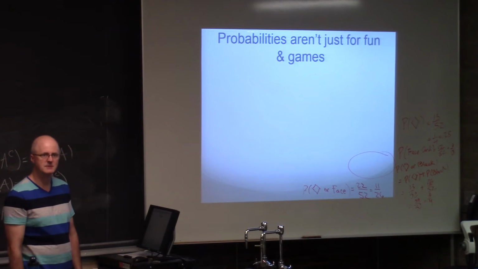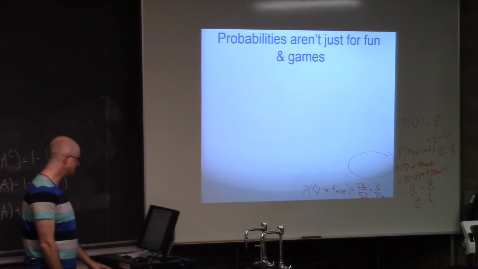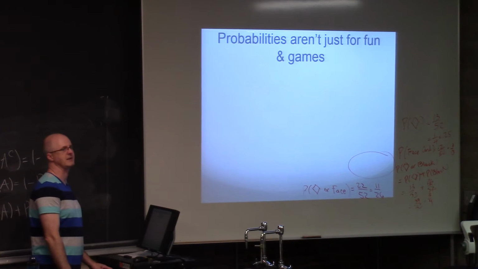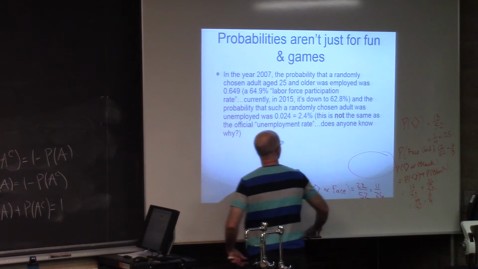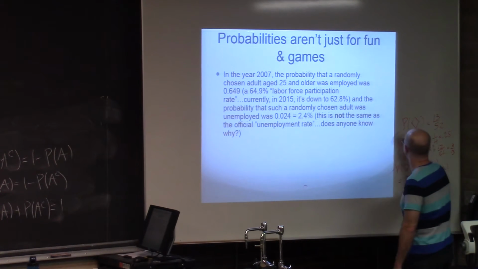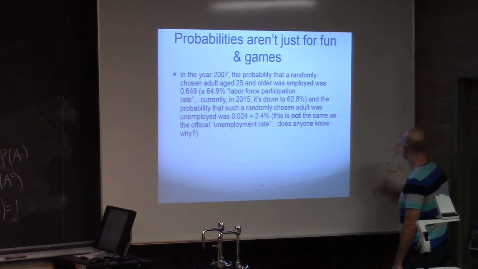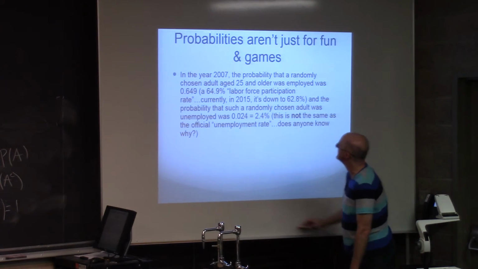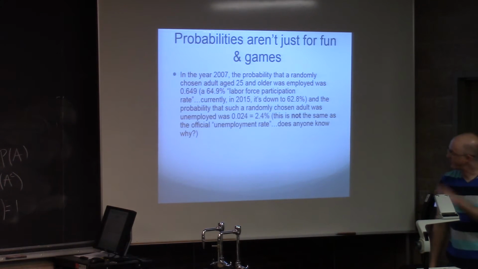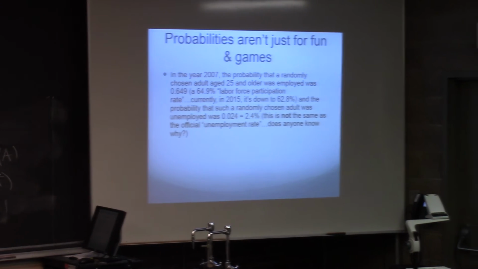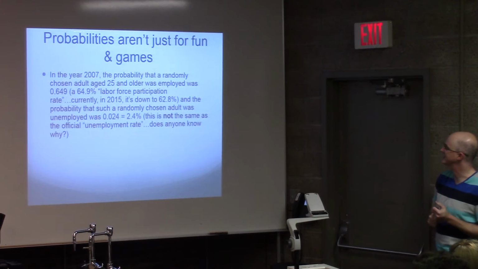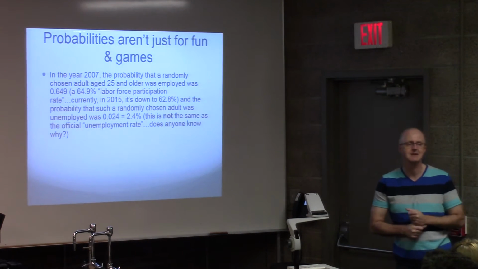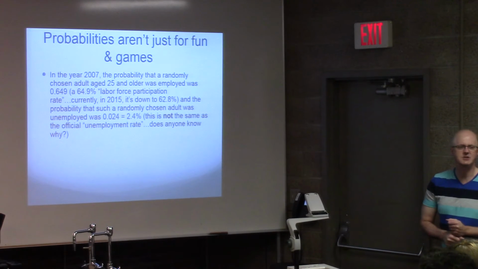Probabilities aren't just for fun and games. They do have applications that are really important in life, or to our country. The government keeps track of labor statistics. According to the book, in the year 2007, the probability that a randomly chosen adult aged 25 or older was employed was 0.649, or a 64.9% labor force participation rate. It was for people aged 25 or older.